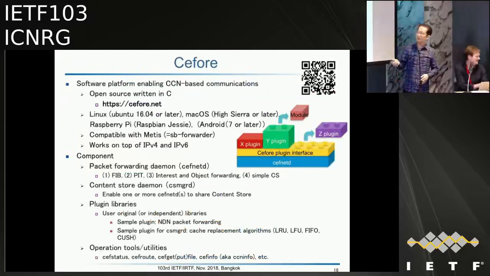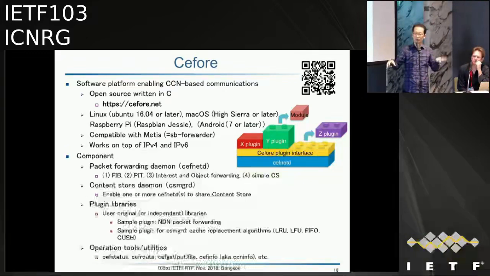So there are several interesting functions to be implemented. And there are two daemons. CEFO consists of two main daemons. One is SafeNet. This is a forwarding daemon. It's a basic daemon. And the other is CS Manager. This is a separate daemon which enables the content store.